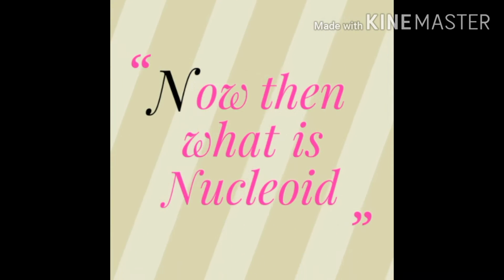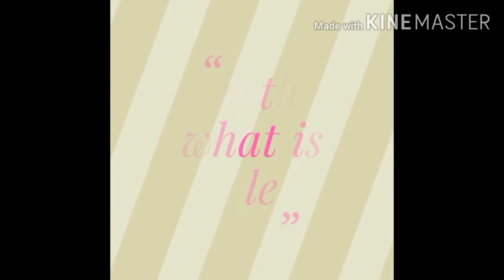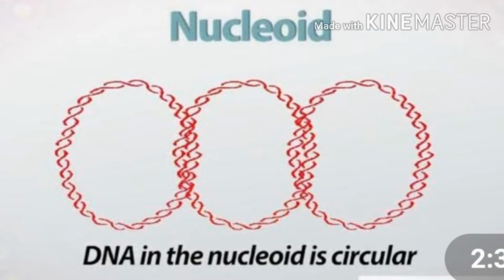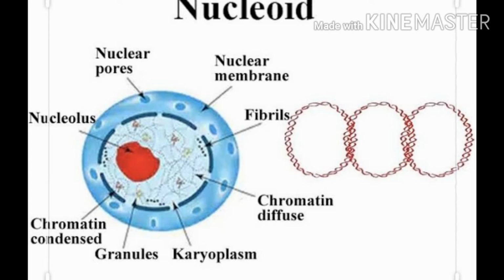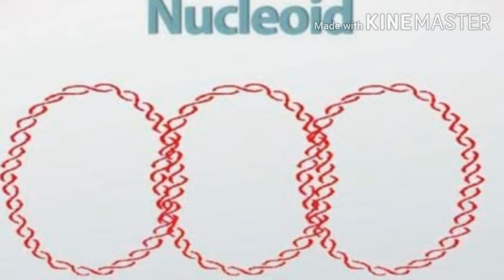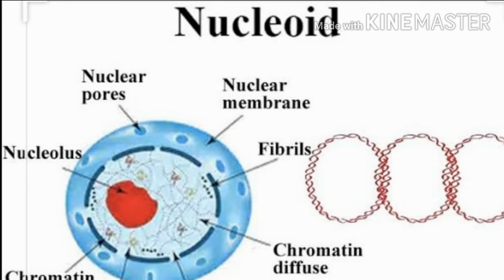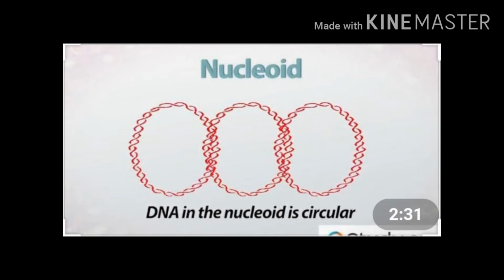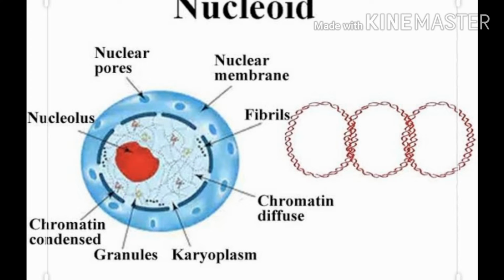Now, then what is a nucleoid? An undefined nuclear region containing only nucleic acids is called a nucleoid. Organisms which lack a nuclear membrane are called prokaryotes. Organisms with cells having a nuclear membrane are called eukaryotes. Prokaryotic cells also lack most of the other cytoplasmic organelles present in eukaryotic cells.